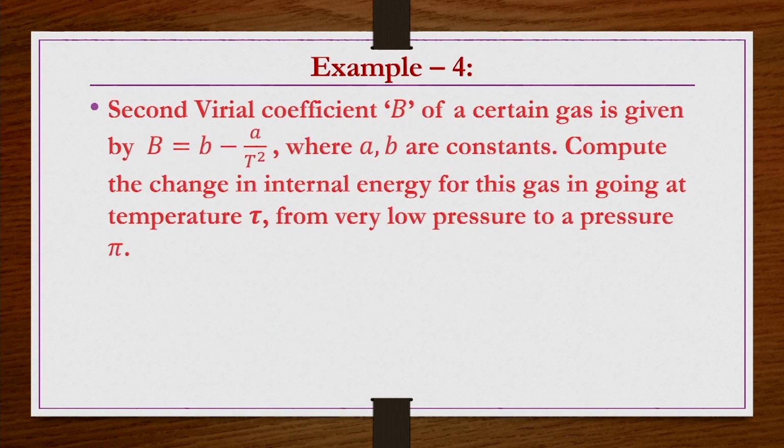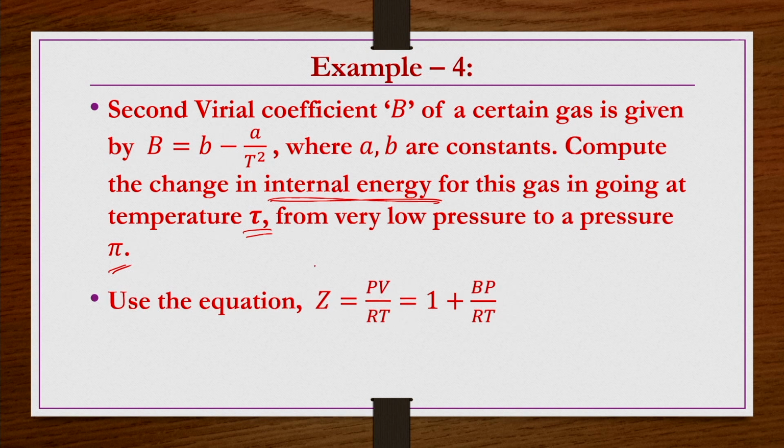Final example problem now. Second virial coefficient B of a certain gas is given by B equals small b minus A by T square, where A, b are constants. Compute the change in internal energy for this gas in going at temperature tau. The temperature is going to change from a certain temperature to tau, from very low pressure to a pressure pi. So, delta P is nothing but pi, delta T is nothing but tau. Then what is the change in internal energy? Delta U you have to find out.